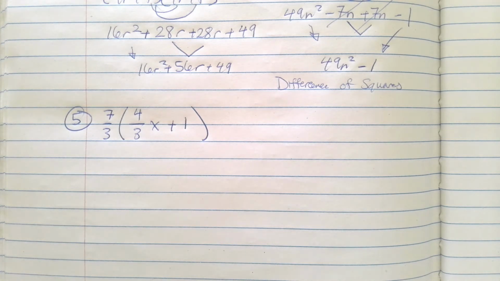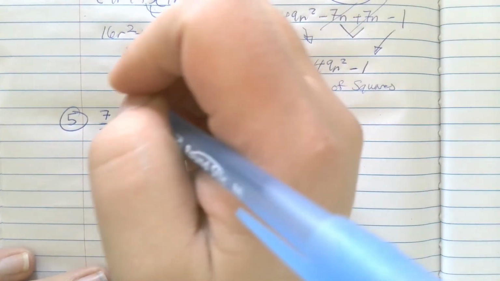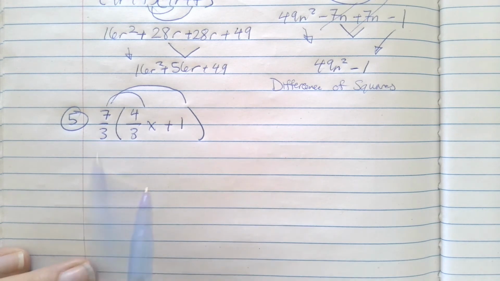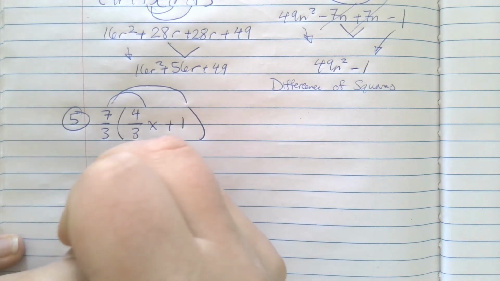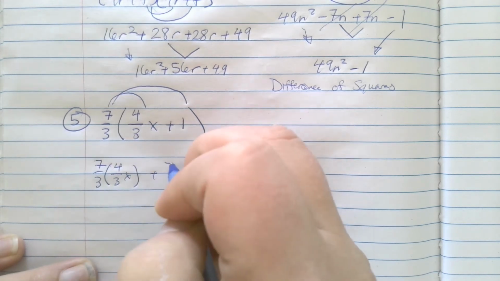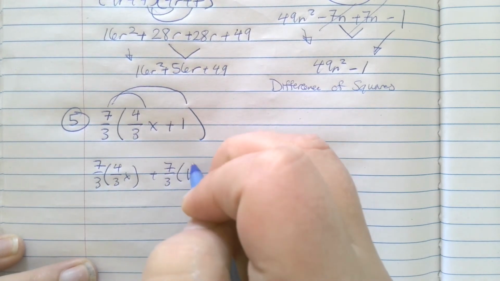I'm ready when you're ready. We're still just going to distribute. We're going to multiply and multiply. So it's going to be 7 over 3 times 4 over 3x, plus 7 over 3 times 1.